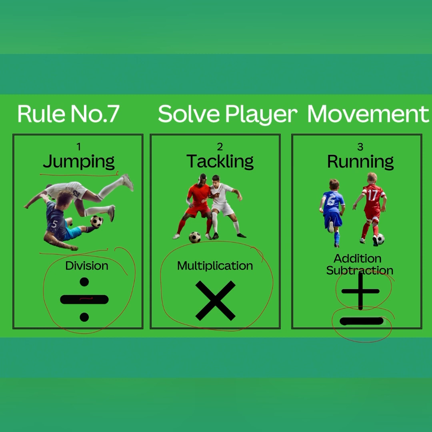For multiplication, we say that our players are tackling. And we imagine 2 players tackling for the ball, like these 2 shown on the picture. And for addition and subtraction, we say that our players are running. And they can be running to the ball or away from the ball, like these 2 young guys running for the ball.